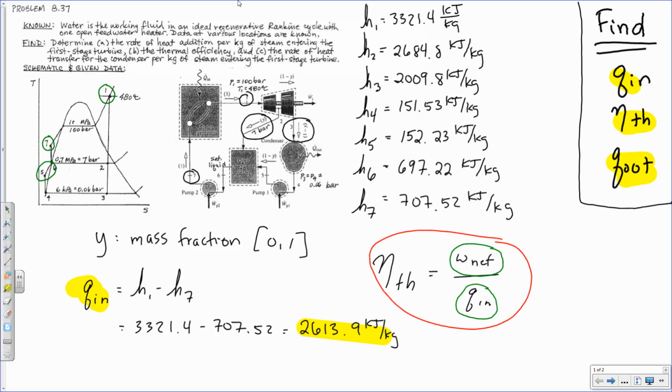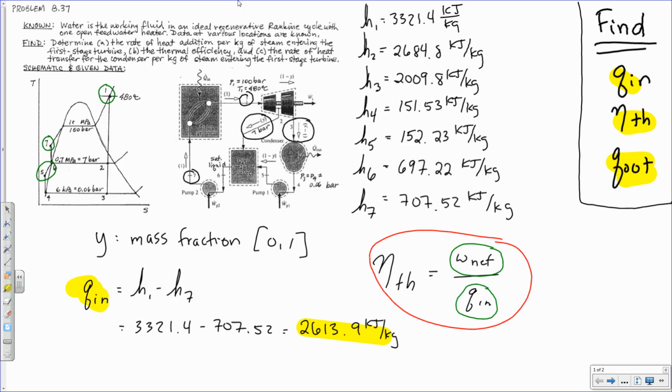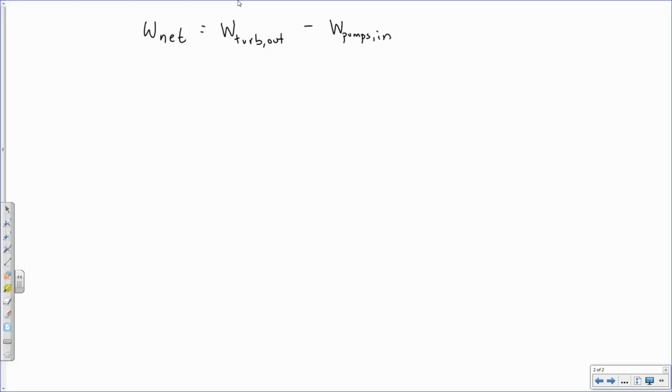If I take my marker here, I recognize that the net work is simply the work that's produced by the turbines, the work out, minus the work in, and this would be the work that's required to operate our pumps. So in order to solve for W net, which goes into our thermal efficiency equation, I need to determine how much work is produced by our turbines and how much work is required by our pumps. So let's take a look at our turbines.